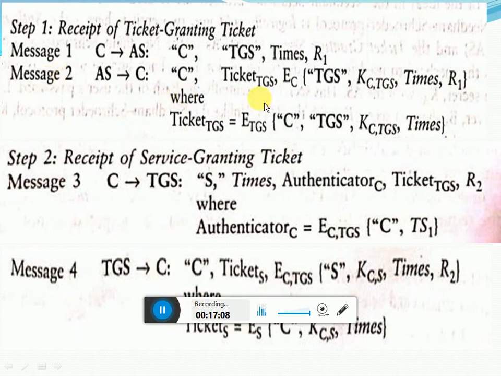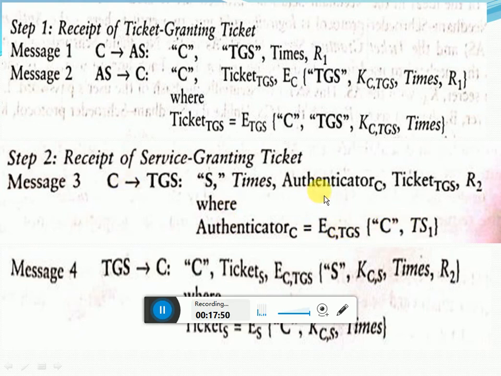Now, the moment a client gets this ticket to communicate with the TGS, the ticket granting server, it starts its activity in message 3. In message 3, C forwards the TGT, that is the ticket granting ticket, to the TGS, the ticket granting server, from where the TGS extracts the session key. Apart from that, C proves the knowledge of the session key by creating this information.